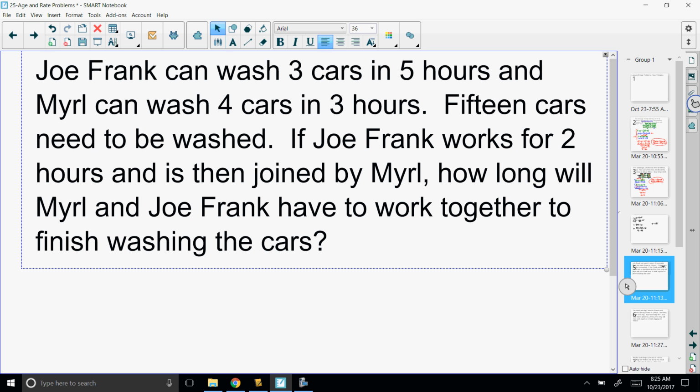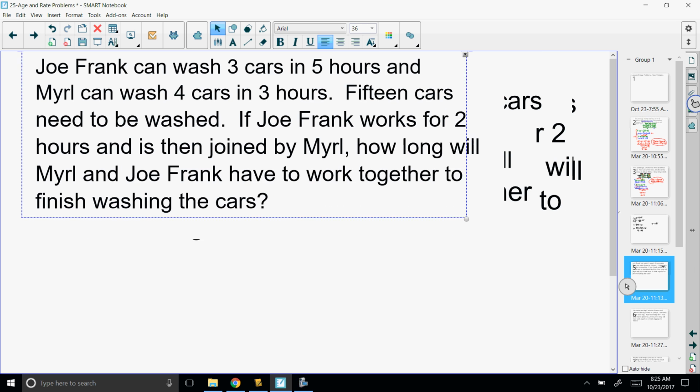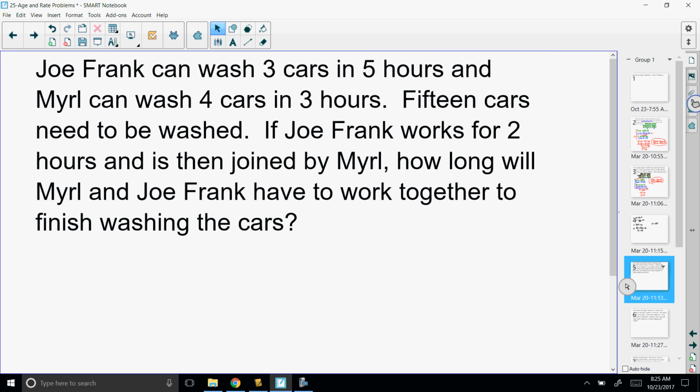Let me see if I can shrink this just a little bit so I have a little bit of room to work. I don't know if that did much.